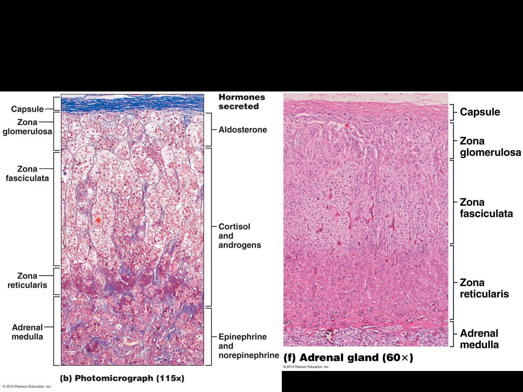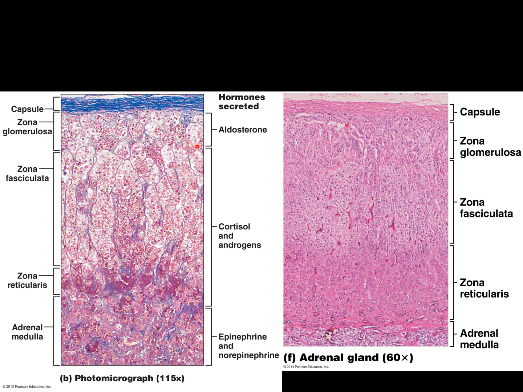This is what the adrenal gland looks like histologically. So it's important for us to review the different zones that make up our adrenal cortex. And at the lowermost portion here, we have the adrenal medulla. The adrenal gland is an encapsulated gland. So here at the uppermost portion, we see the surrounding capsule. And then we see three distinct zones present in the adrenal cortex. These zones are zona glomerulosa, zona fasciculata, and zona reticularis.